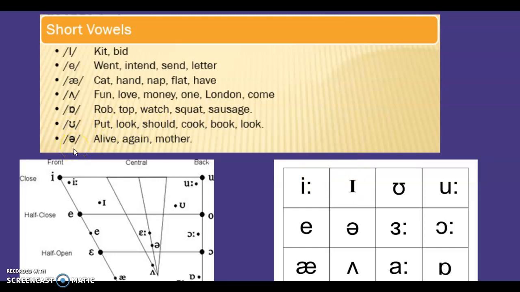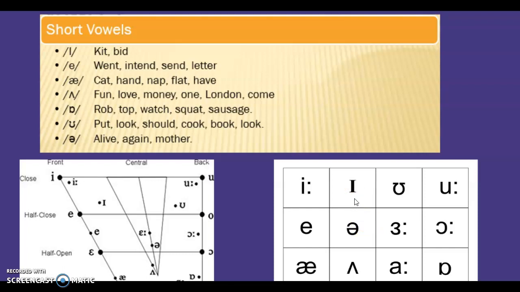So you say alive, again, mother. You have the schwa here, mother, the. So it's alive, again, mother. If you notice, your tongue is in the middle to produce this sound. So these are the short sounds. These are the ones that you can find in your charts.